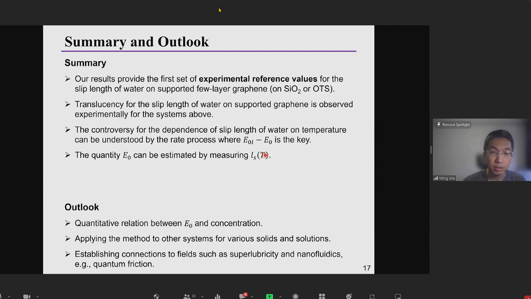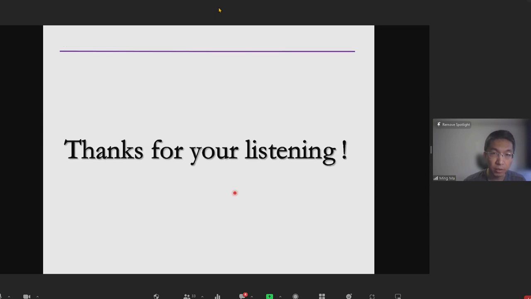And in the future, we are interested in the following three aspects. The first is the quantitative relation between energy barrier and concentration of the solution. And second is to apply the method to other systems, for various solids and solutions. Last but not least, to establish connections to fields such as superlubricity and nanofluidics, and also, for example, the recently very interesting quantum friction between water and few-layer graphene. And with all this, I would like to thank you for your listening and your patience, and welcome any questions. Thank you very much, Ming.